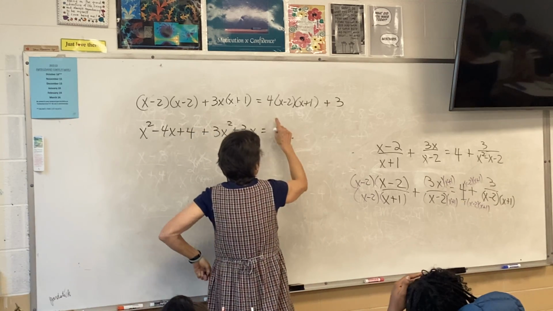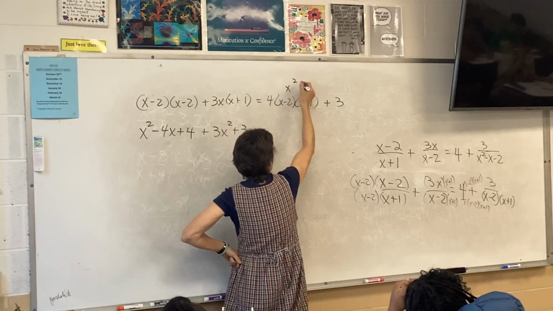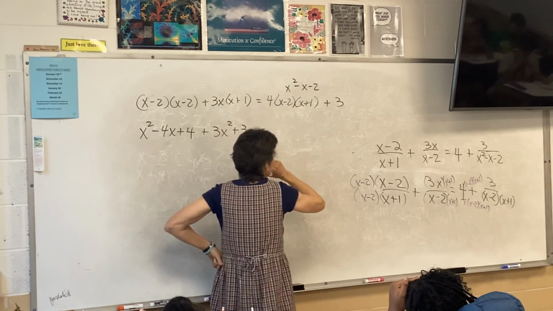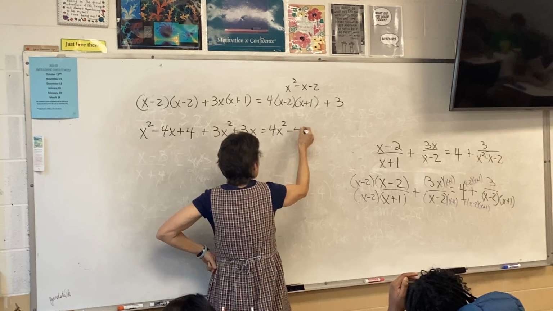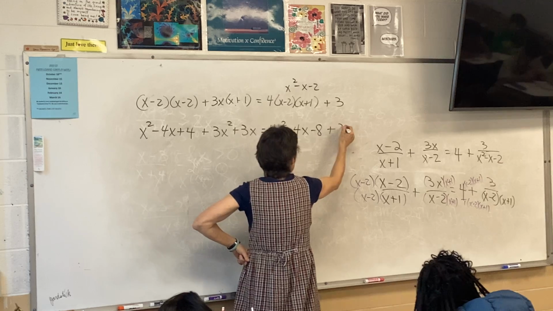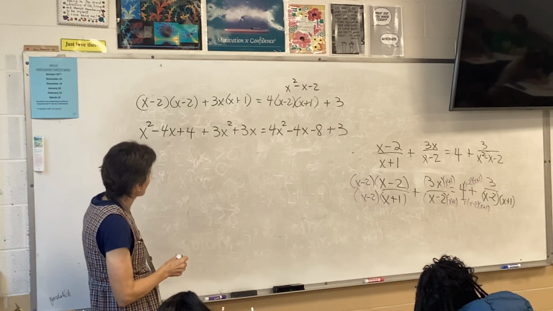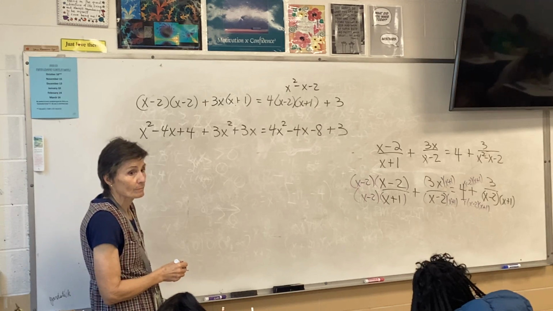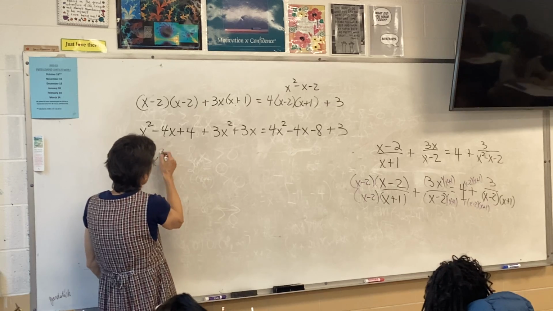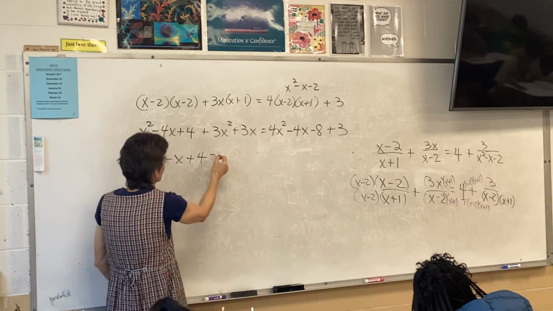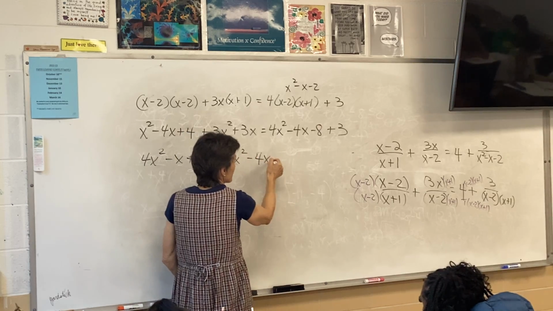All right, so now what am I gonna have here? Well, if I FOIL that, I get x squared minus x minus 2. So it's 4x squared minus 4x minus 8 plus 3. Now that's a total disaster, but does it look okay to everybody? So 4x squared minus x plus 4 equals 4x squared minus 4x minus 5.